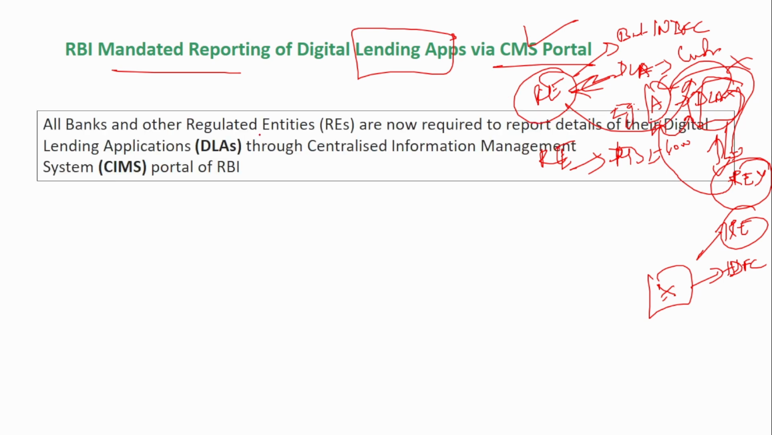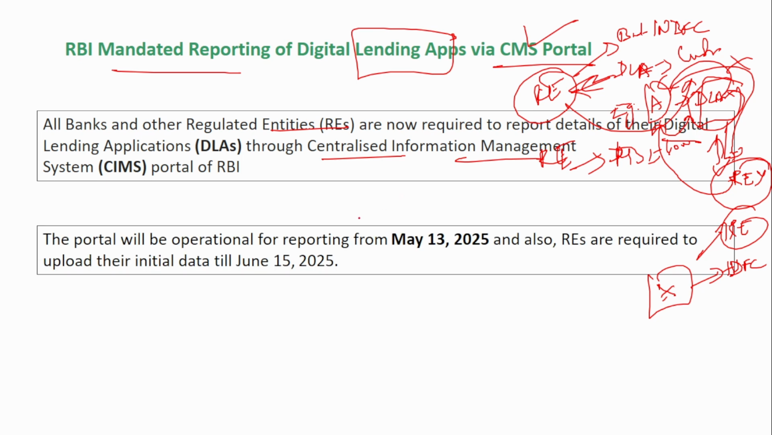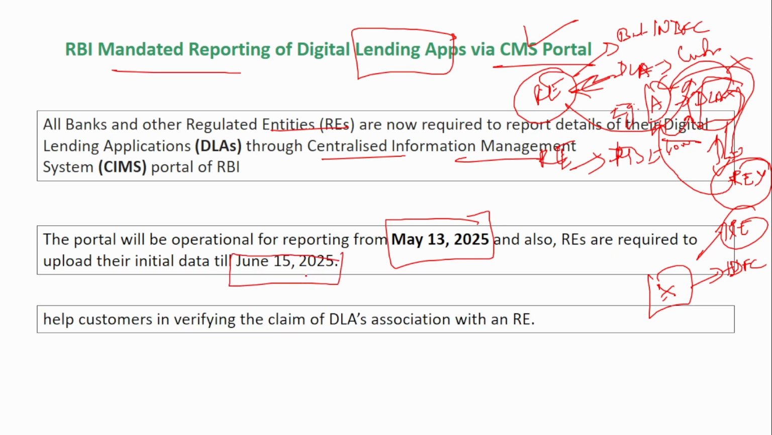So all banks and other regulated entities are now required to report the details of their digital lending applications through this centralized information management portal of RBI. The portal will be operational for reporting from May 13, 2025, and regulated entities are required to upload their initial data by June 15, 2025. So this will help customers in verifying the claim of the DLA's association with an RE. Whether the DLA is actually associated with that regulated entity or not, is it true or not, that can be verified in the CMS portal. That is the purpose of this portal.